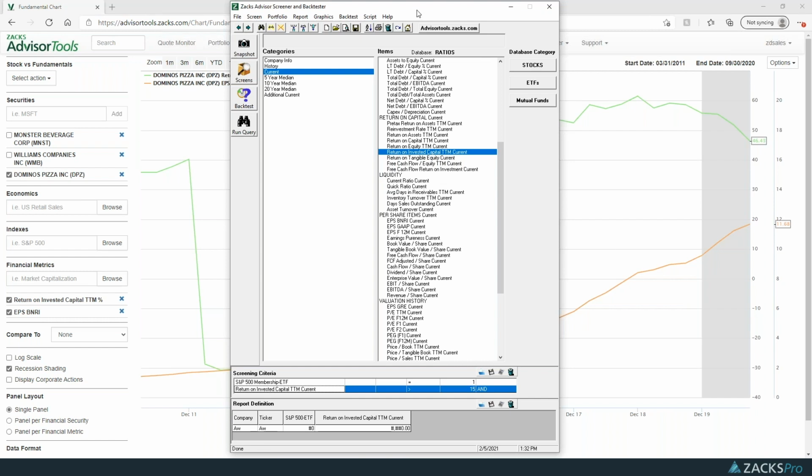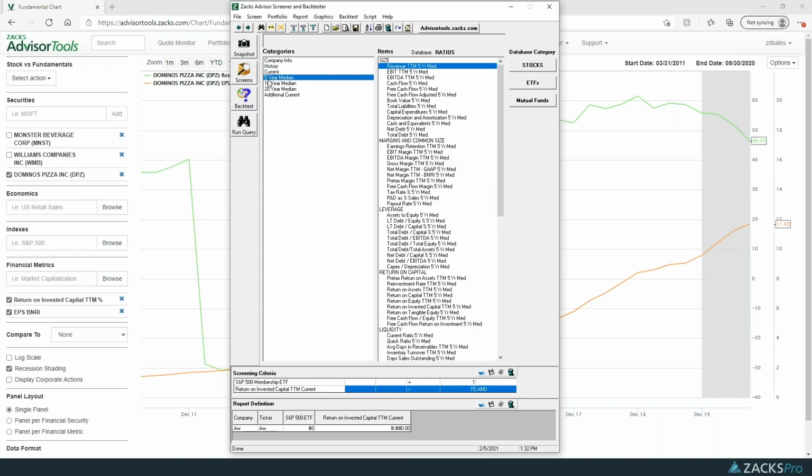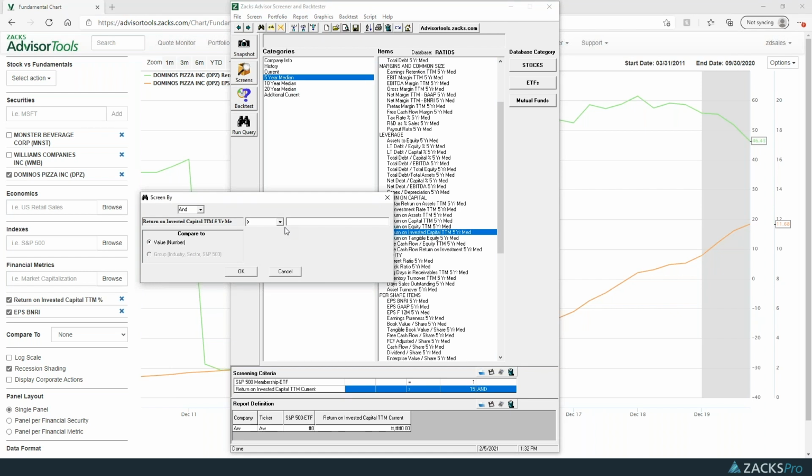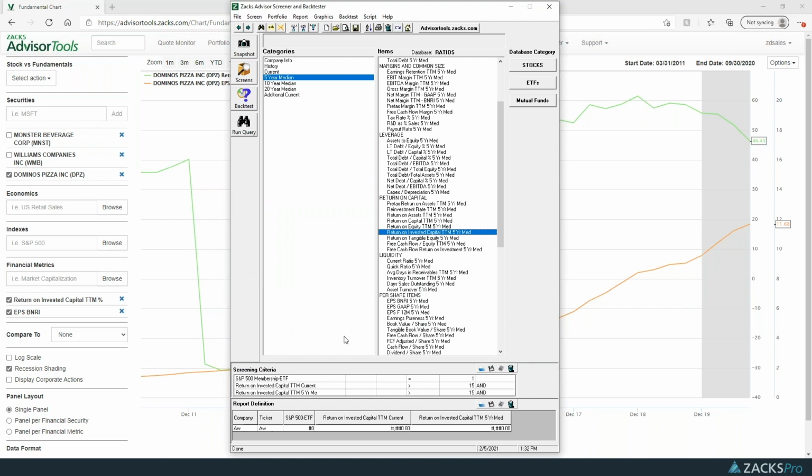But remember, the other aspect of this is we want a high ROIC sustained over a longer time frame. So the minimum amount that I'm going to do is search for a 5-year time frame. So over here under 5-year median, we're going to go down to the return on invested capital, 5-year median. And I'm going to say this has to be greater than 15% as well. So not only does the company have to have at least 15% ROIC now, but a 15% median ROIC over the past 5 years.